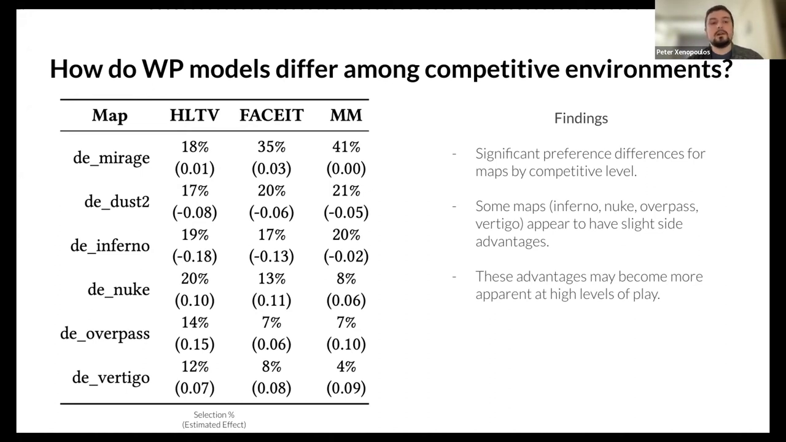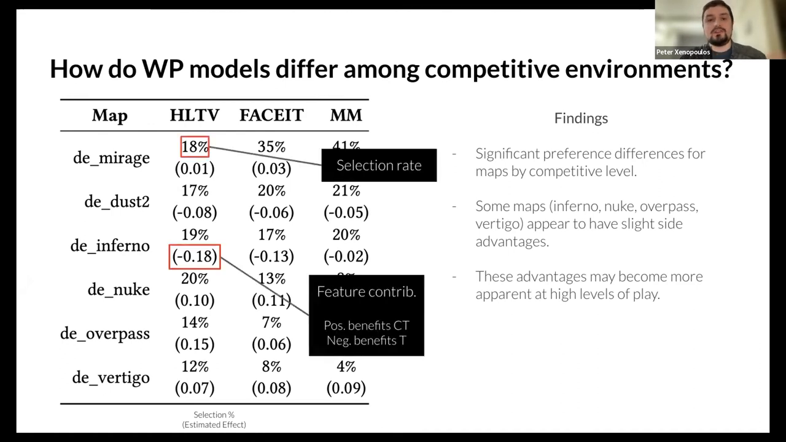So for example, in the pro environment, all of the maps are fairly uniform in terms of how often they're picked, much different in semi-pro and amateur. And just to show here, the percentage is the selection rate, and underneath you have the feature contribution. So positive benefits the CT, negative benefits the T side.